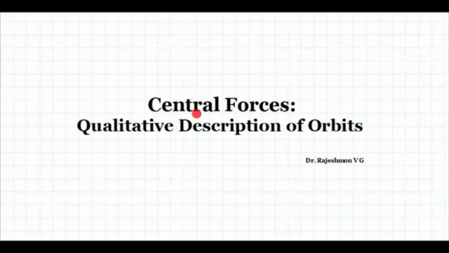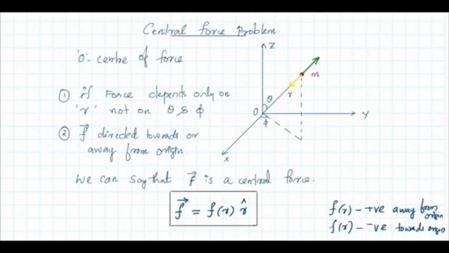In this lecture, I will discuss an important topic in classical mechanics, and that is the central force problem. I will also give you an idea of a qualitative description of various possible orbits for a particle moving under the influence of a central force. Now, what is the meaning of central force?